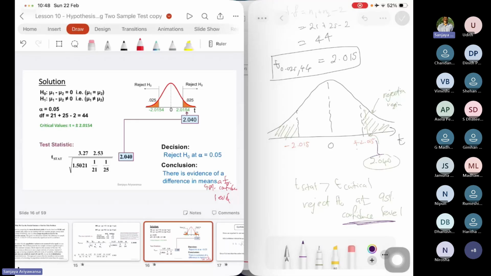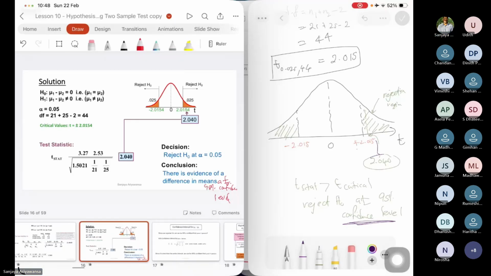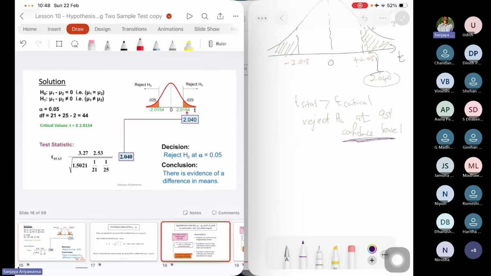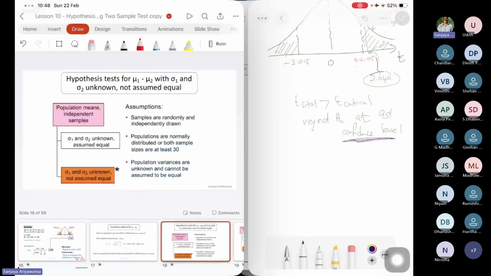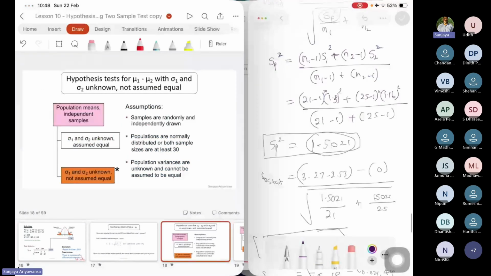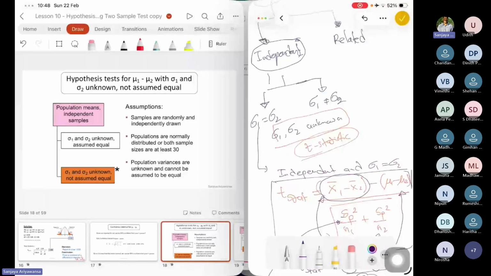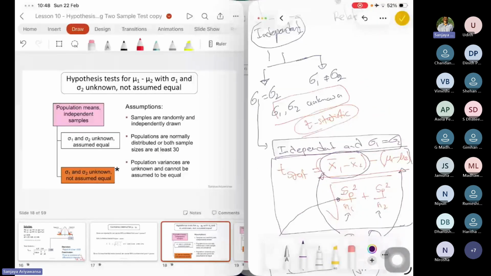Right? So that's one particular example. Remember, all of these things that we did were for this particular case: independent populations, meaning the two samples are independent, and from the two samples, the population standard deviations are equal. That's the case that we looked at.